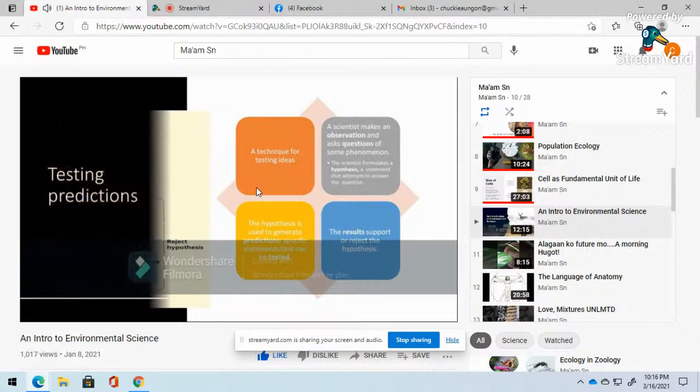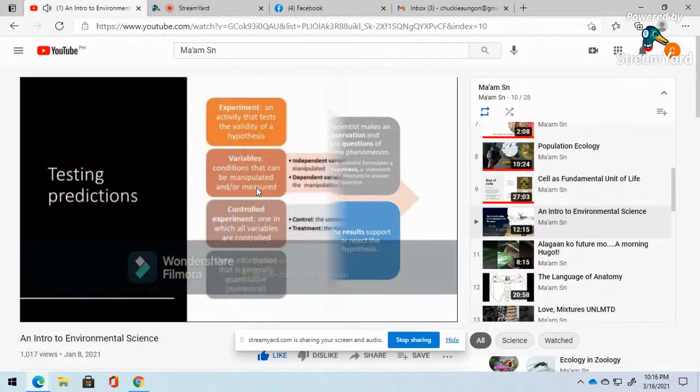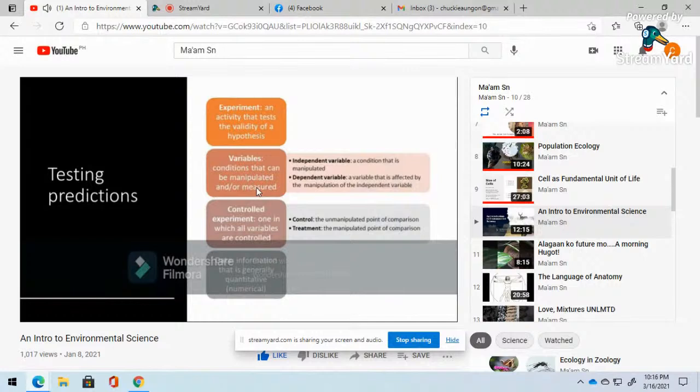Now, in testing the predictions, we need to conduct an experiment. An experiment is an activity that tests the validity of the hypothesis. We need to consider variables. We have two variables involved, the independent variable and the dependent variable. The independent variable is a condition that is manipulated, a variable that can stand alone. The dependent variable is the variable that is being measured.